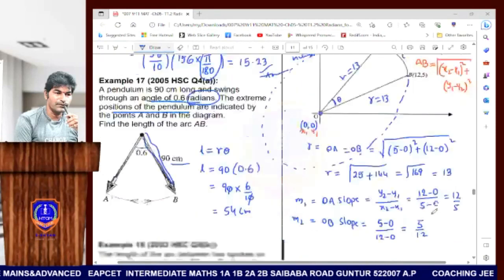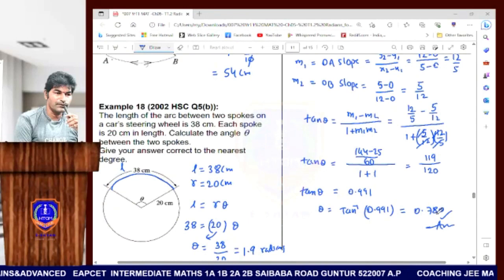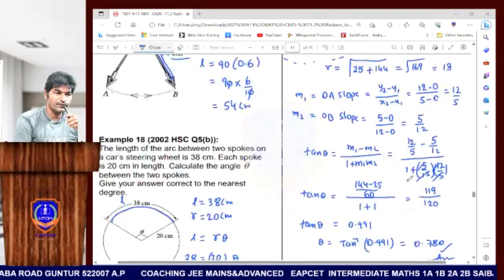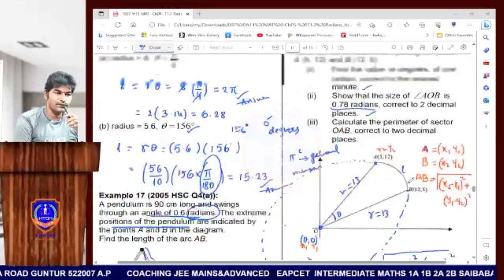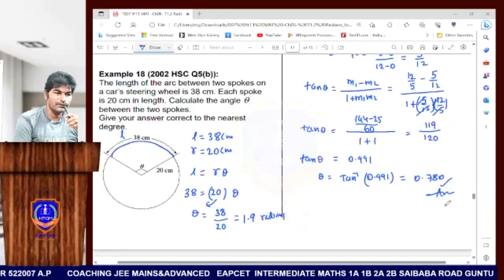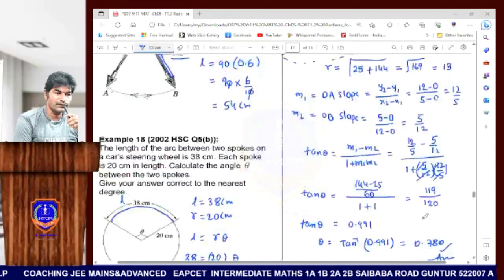To convert that, actually 54 degrees. Can you calculate this value, converting 0.780 radians into degrees? Convert 0.78 radians into degrees. Okay, what are the next questions?